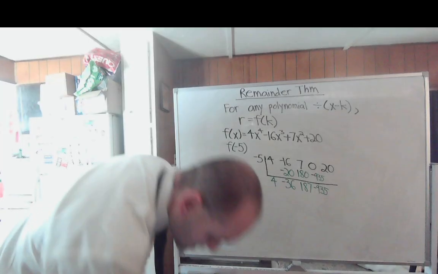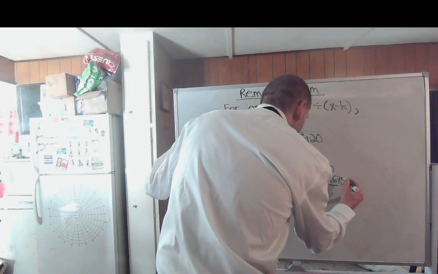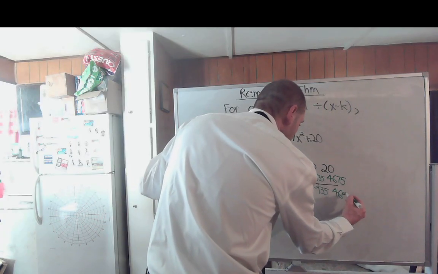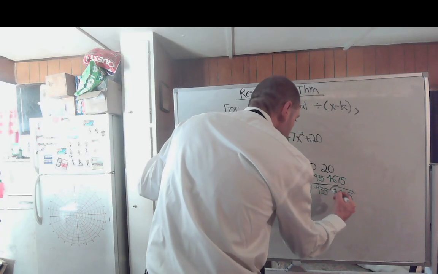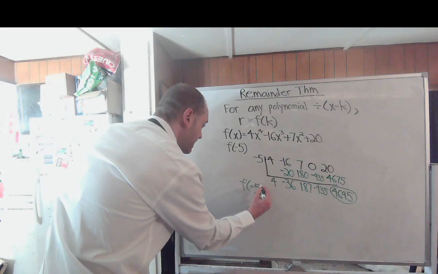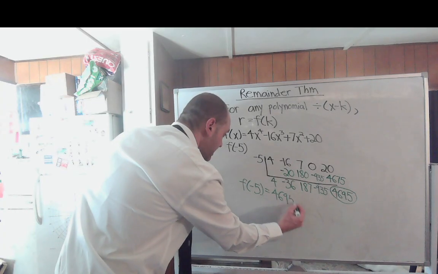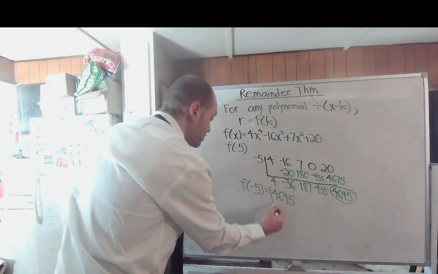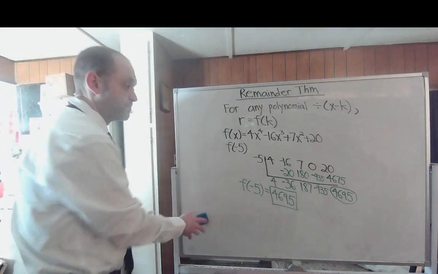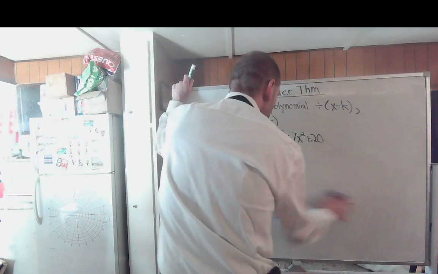You end up getting positive 4,675. So now add that to 20, you get 4,695. So that remainder is your answer, which means that f of negative 5 is going to equal 4,695. And yes, we should all be very glad that we didn't do direct substitution in this case. All right, one more with the remainder theorem, then we'll do a couple with the factor theorem.